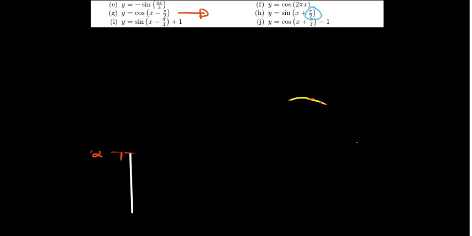And then we're now on I, which involves both the phase and the vertical shift, because we've got a plus one there. I told you if you've got a plus one, that would be a new zero line. Now I can draw a new dotted line to indicate the new zero line. Just make it dotted like that. That is a positive one.